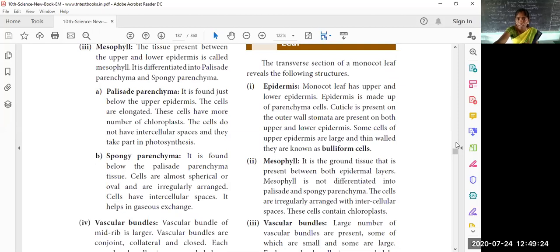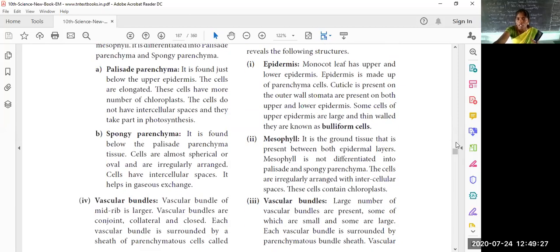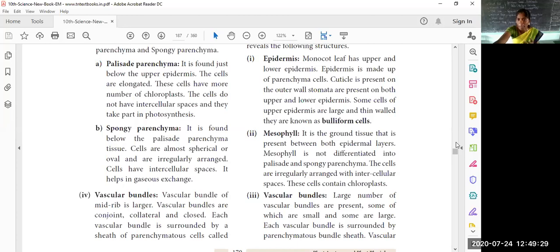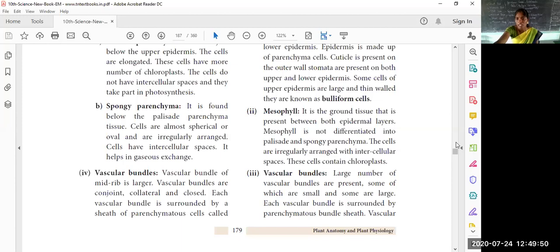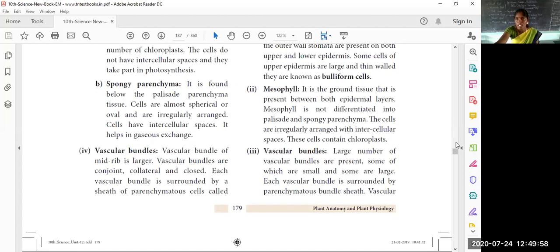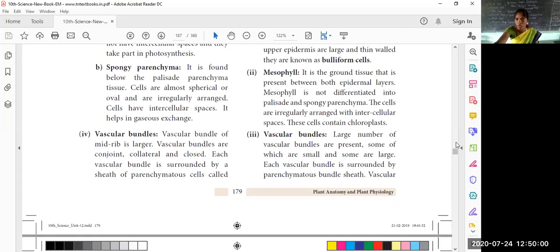Next, mesophyll. It is a ground tissue present between both epidermal layers. In a dicot leaf, mesophyll is differentiated into palisade parenchyma and spongy parenchyma. In a monocot leaf, there is no difference; the mesophyll is not differentiated. The cells are irregularly arranged with large intercellular spaces. These cells contain chloroplast, the green pigment helpful in photosynthesis.